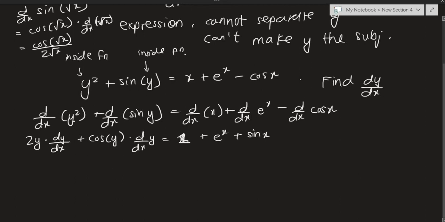So if you don't want to think about differentiating a function of y with respect to x as using the chain rule, you can use the analogy that it's basically differentiating with respect to y and then multiplying by dy by dx. You can think about it that way also.